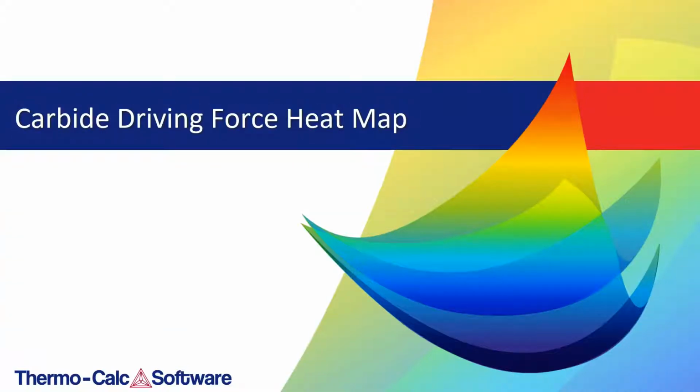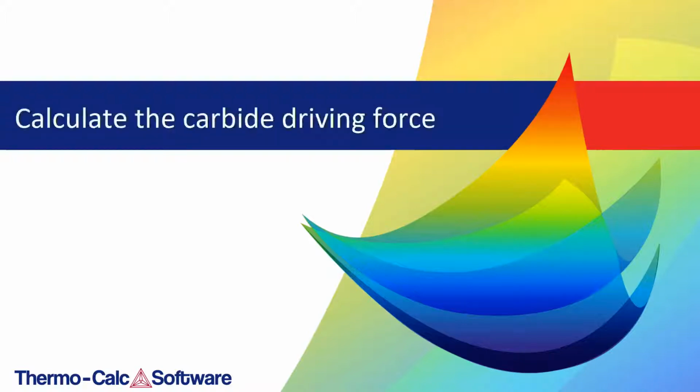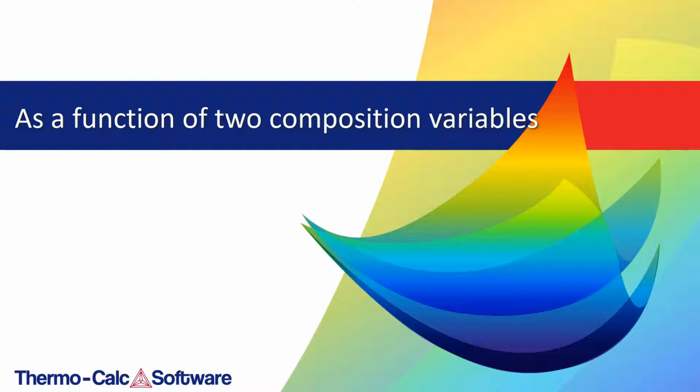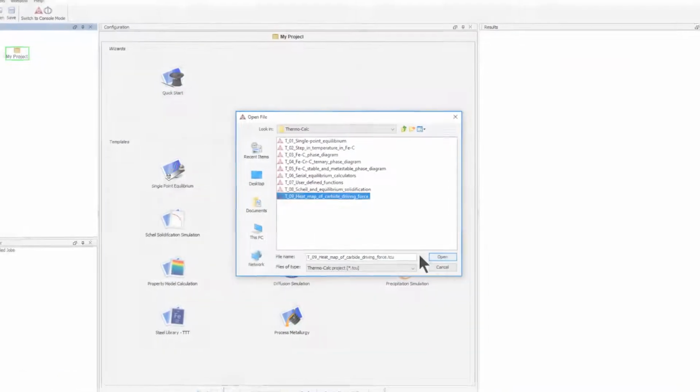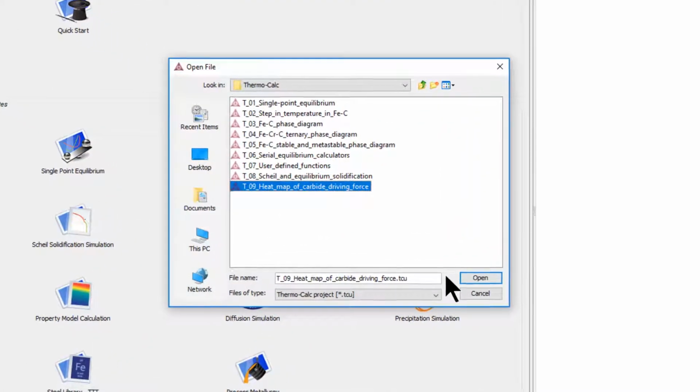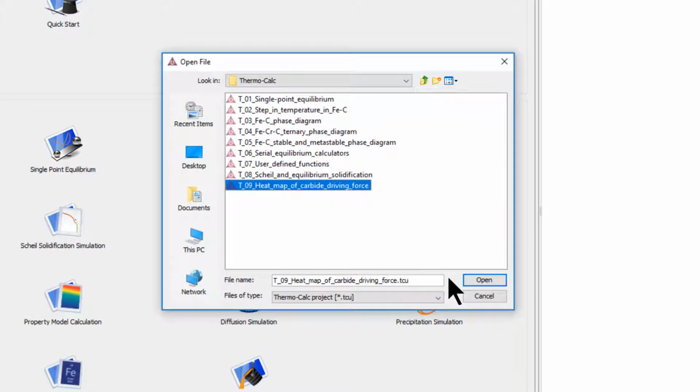This video will show you how to make a carbide driving force heat map. In the video, we will calculate the carbide driving force as a function of two composition variables and visualize the results as heat maps and contour plots. The calculation is based on example T9 of the examples that were included with your software.